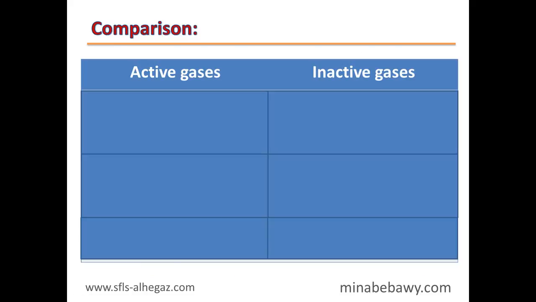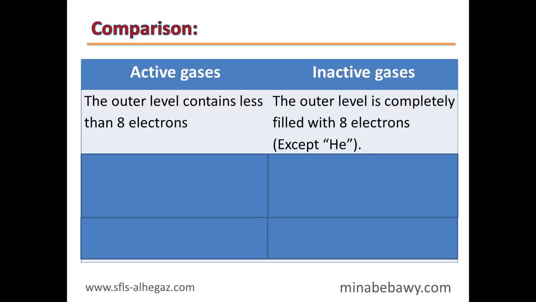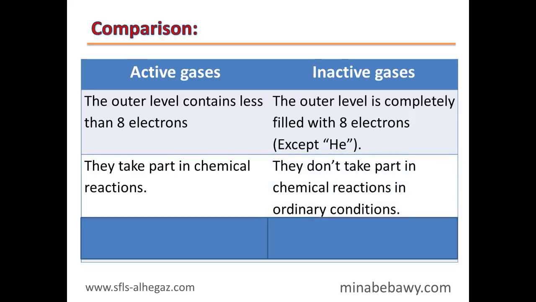Let's compare between active gases and inactive gases. Active gases: the outer level contains less than 8 electrons. But inactive gases: their outer level is completely filled with 8 electrons, except helium, which is filled with 2 electrons because its outermost energy level is K, which is saturated with 2 electrons only. Active gases take part in chemical reactions, but inactive gases don't take part in chemical reactions in ordinary conditions.